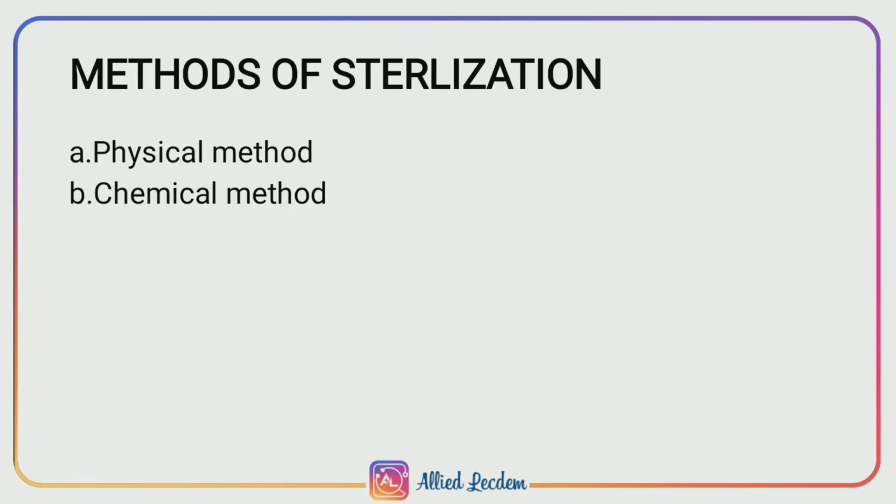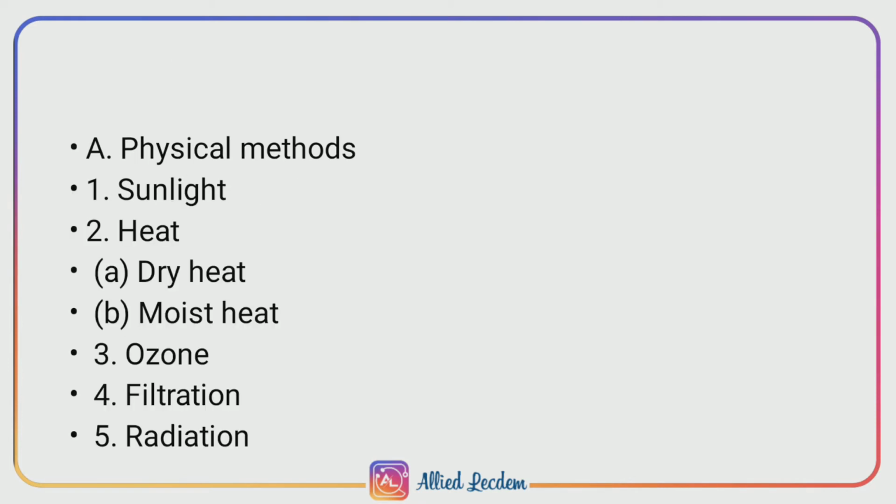Methods of sterilization. There are two methods of sterilization. One is physical method, the other is chemical method. Physical methods include sunlight, heat, and this involves dry heat and moist heat, ozone, filtration, and radiation.